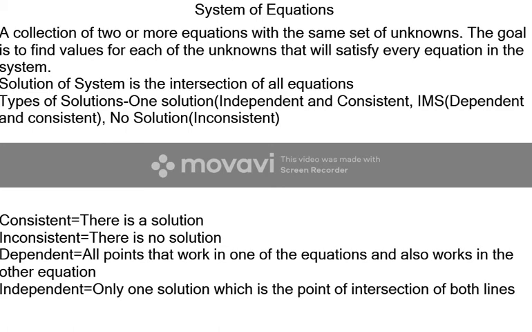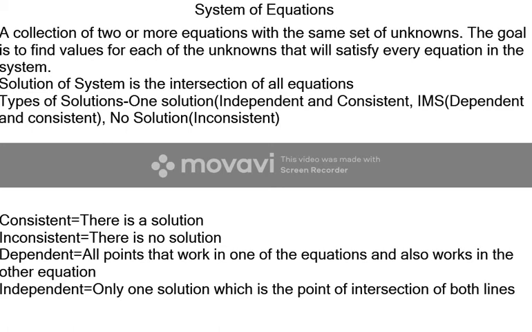So say you have the point (3, 4). You input it into your first equation and see if it works. If it works, then also try it in the other equation and see if that works. Then you know that it's dependent. That basically means that every single point on all of the lines in your equations is the same. So that would be IMS, infinitely many solutions. That's why I said dependent and consistent for IMS.